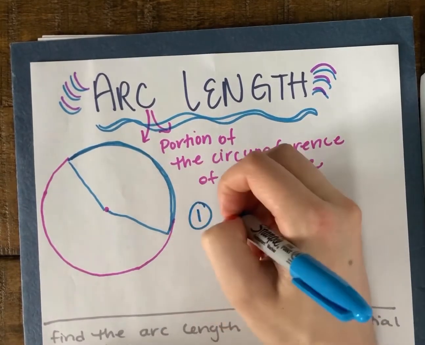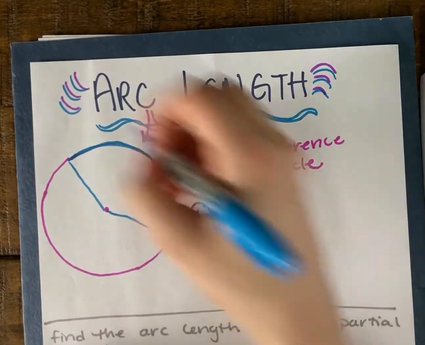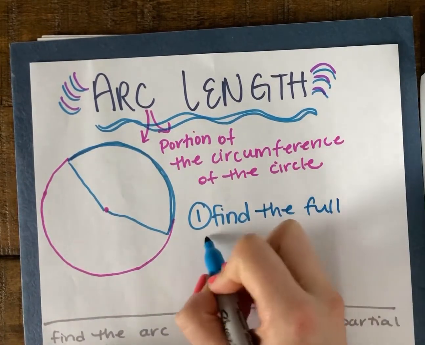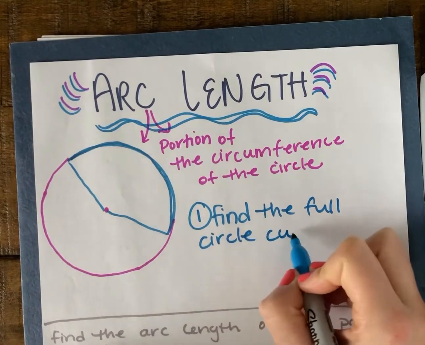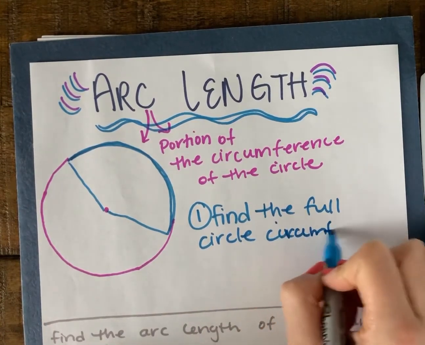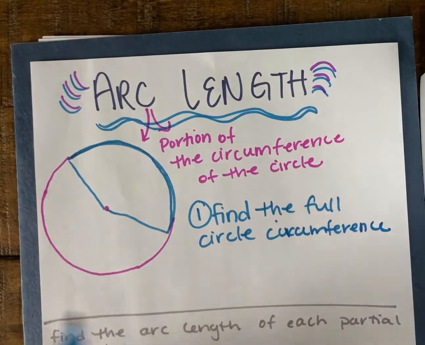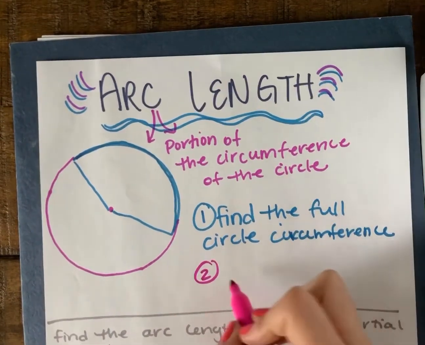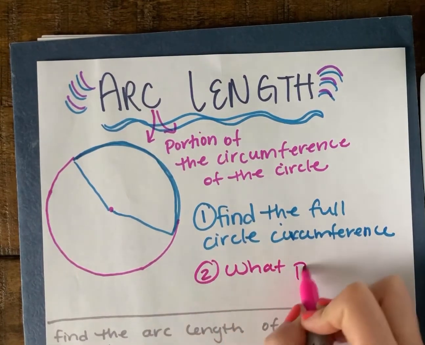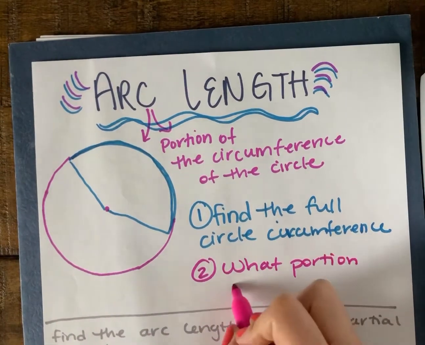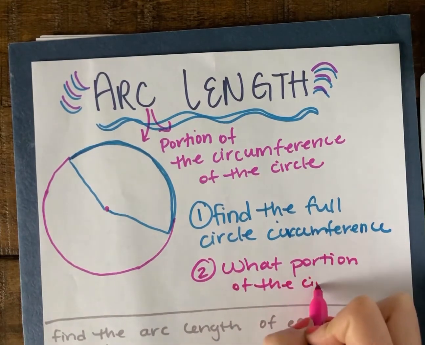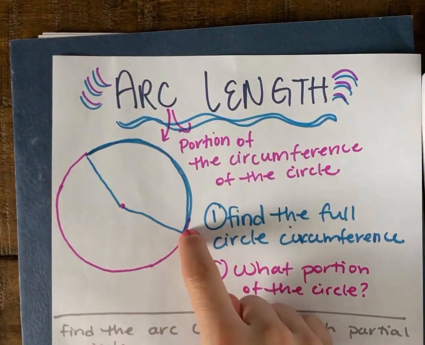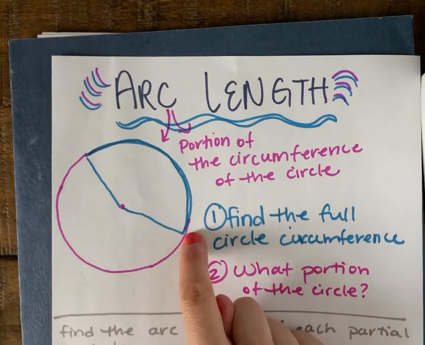So first, we're going to find the circumference of the whole circle. And then second, we'll think about what portion of the circle we have. I'm not trying to go all the way around the circle, I'm just trying to go that far. And how long is that?